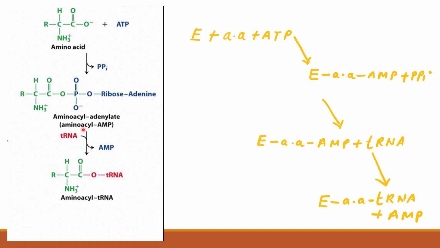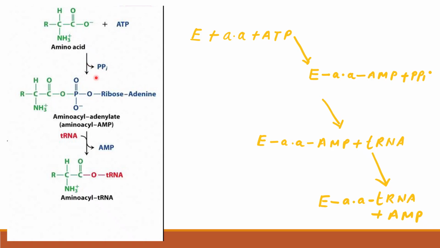Now, this is what happens when the enzyme carries out this reaction. The amino acid is first activated using ATP. At this step, the amino acid reacts with ATP and becomes aminoacyl adenylate, because it gets attached to adenosine monophosphate, or AMP. In this process, two phosphates are released as pyrophosphate.